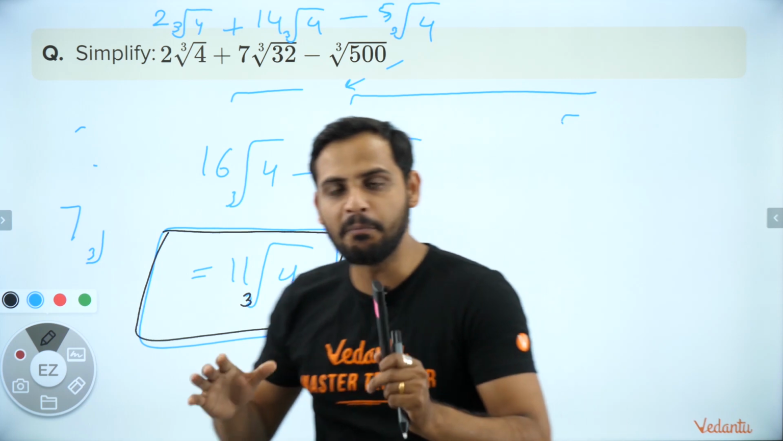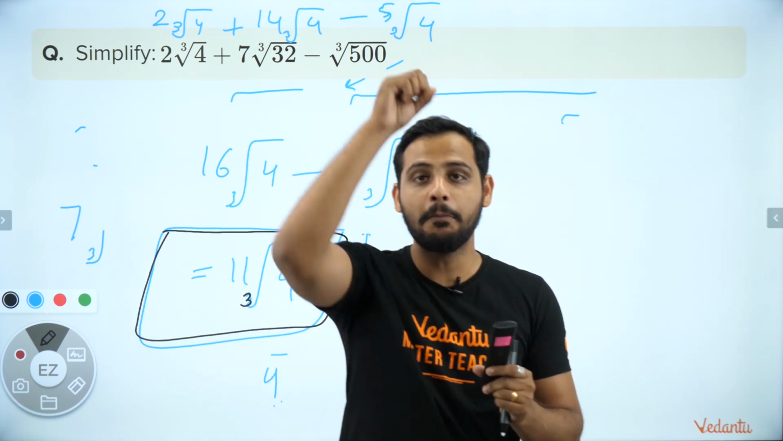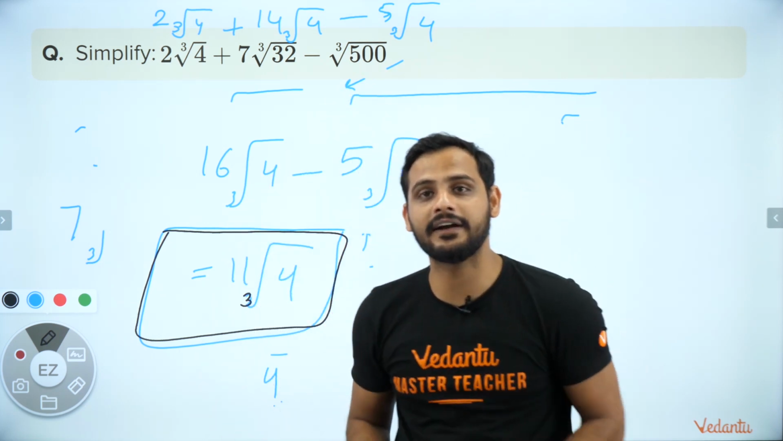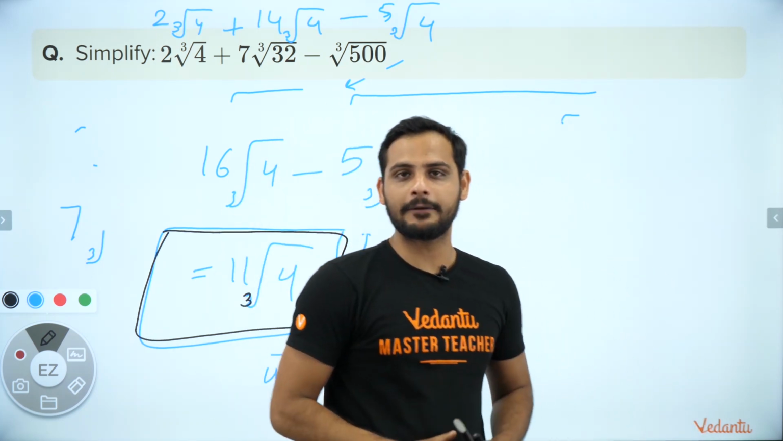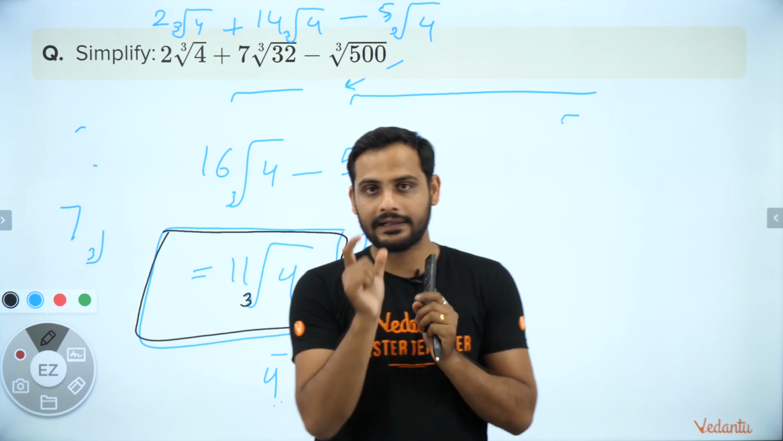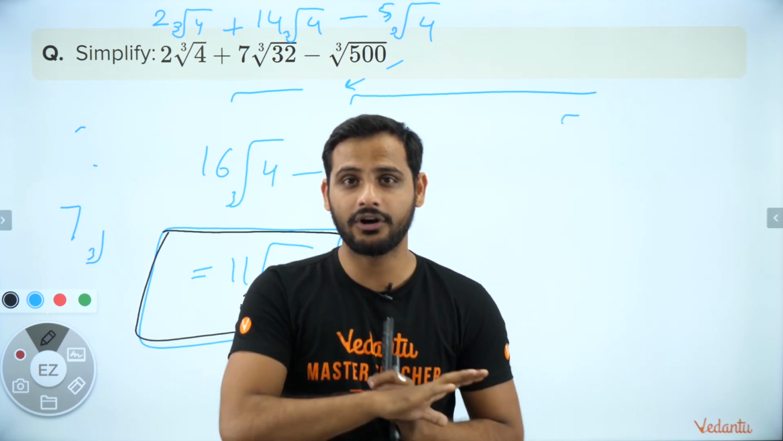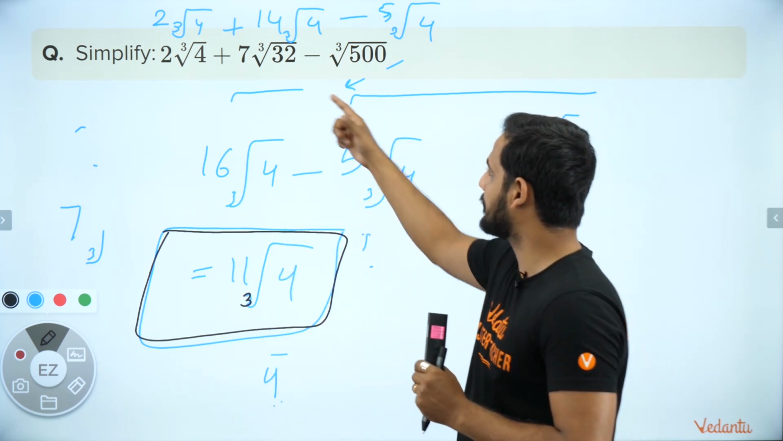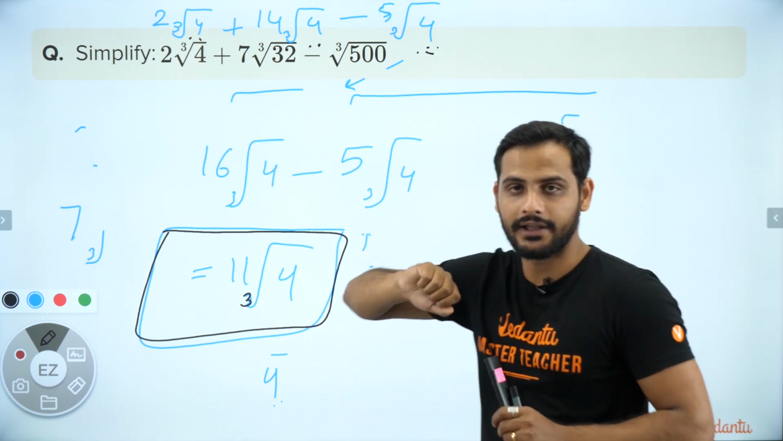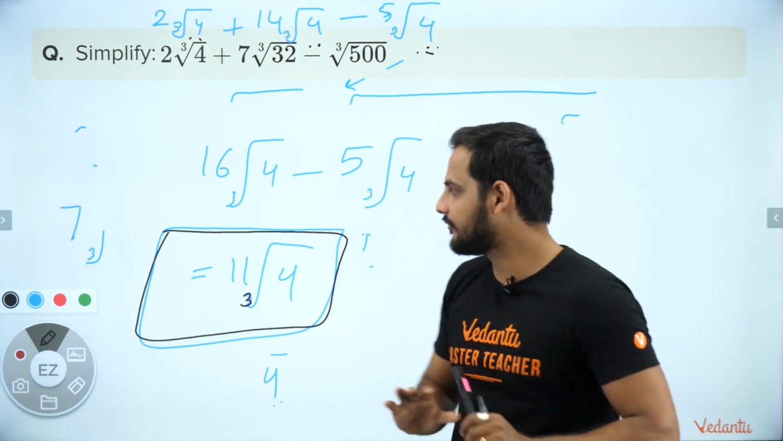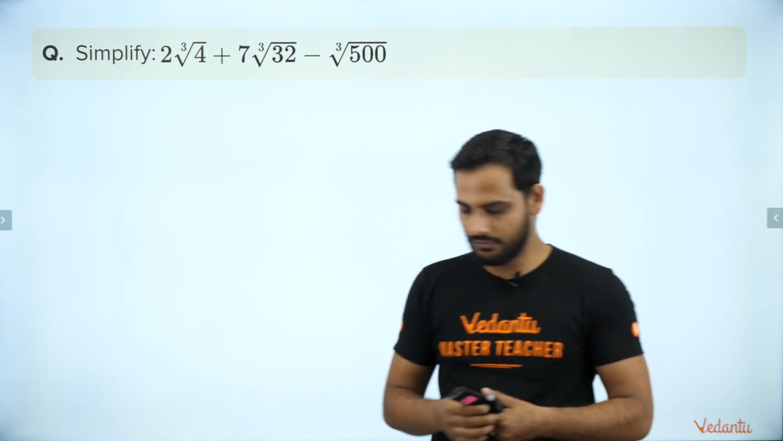Again, I have told you the simple funda, the simple logic, the simple method for these kinds of questions: simplify that irrational number in its simplest form, and you will see they will create the same base, 4 cube root of 4 cube root of 4. Correct? So this is the simple funda about it. Chalo, let's move to the next question.